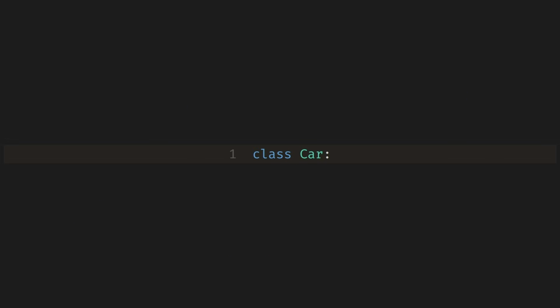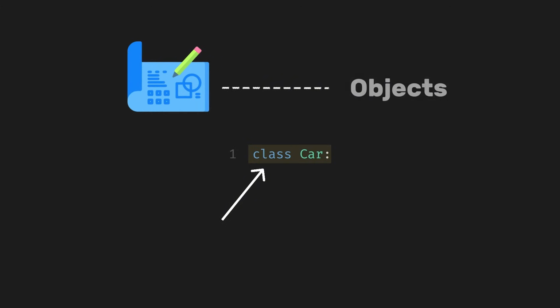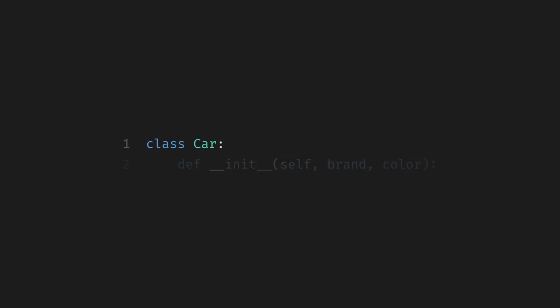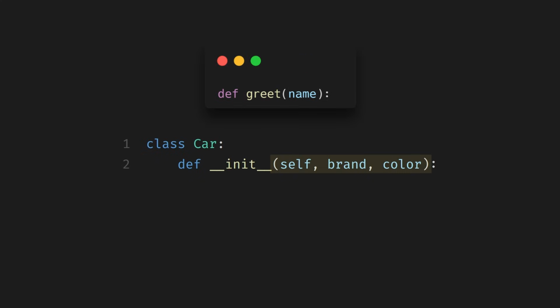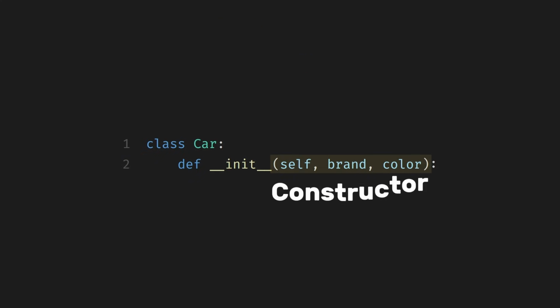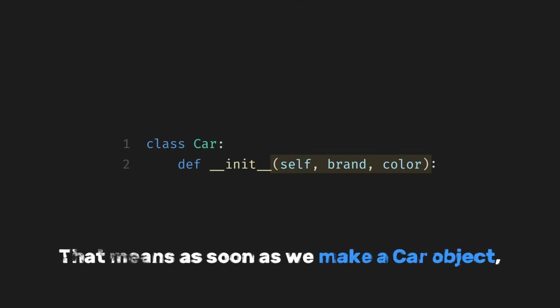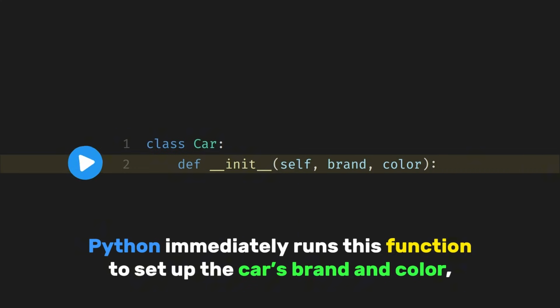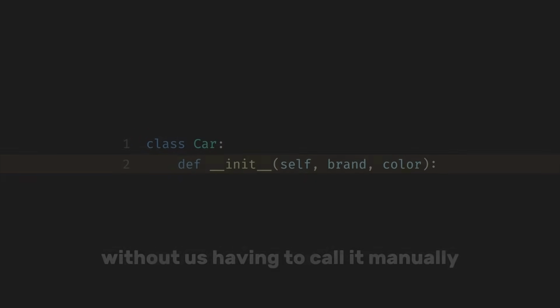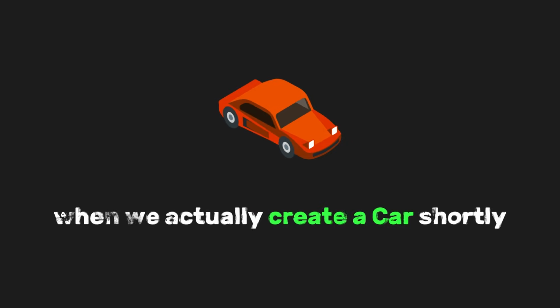For example, let's create a simple class called Car. A class is like a blueprint for objects. In this case, it's cars. Then we declare a function called __init__, which takes parameters just like a normal function we saw earlier. But this one is special. It's called the constructor, and it runs automatically when we create a new car. That means as soon as we make a car object, Python immediately runs this function to set up the car's brand and color, without us having to call it manually. Don't worry if this still feels a little tricky. You'll understand it even better when we actually create a car shortly.